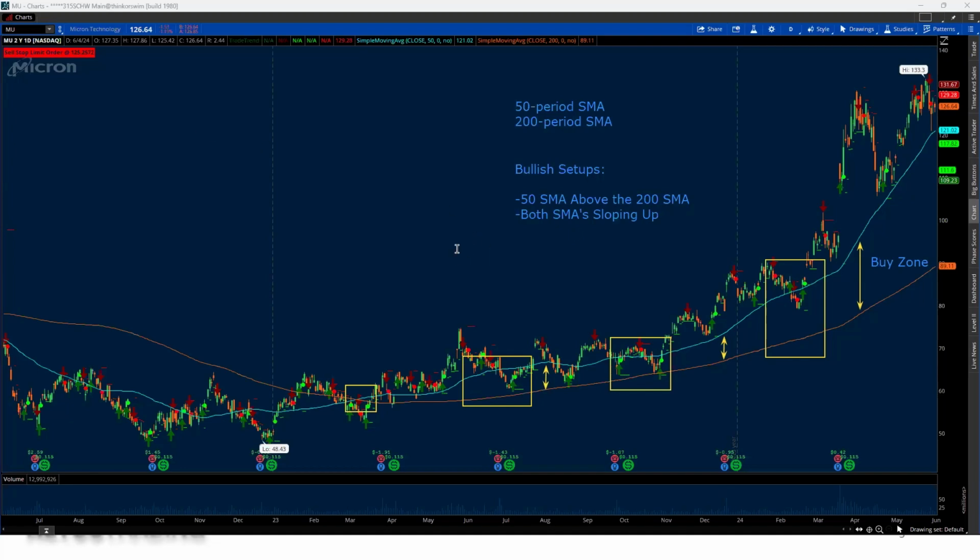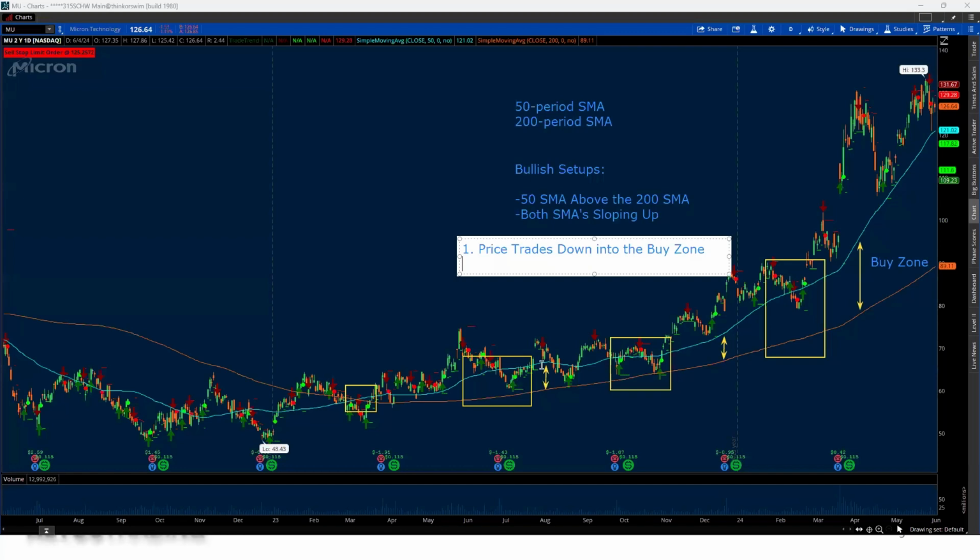Okay, so rule number one is price. We're just looking at the actual price of the stock or whatever asset we're trading. Price trades down into the buy zone. We can see a number of occurrences there where that's taking place. We have price breaking out to the upside and then coming down into the buy zone.